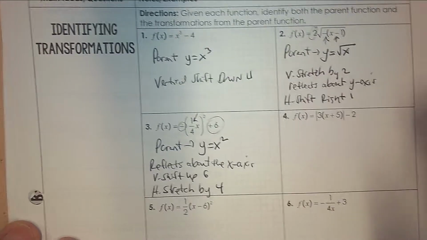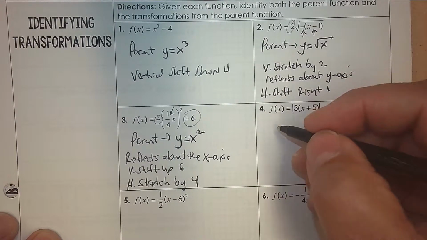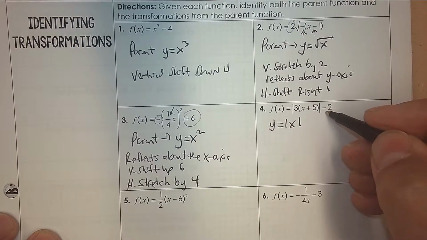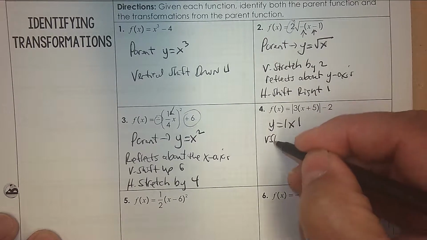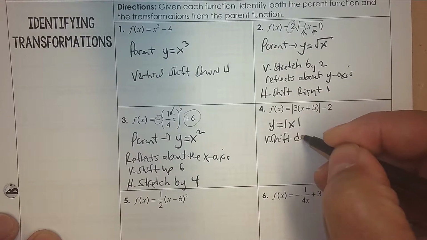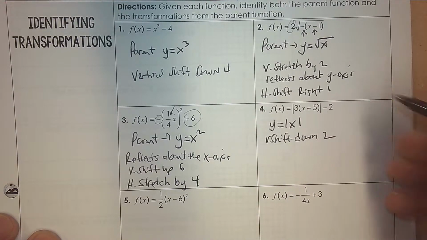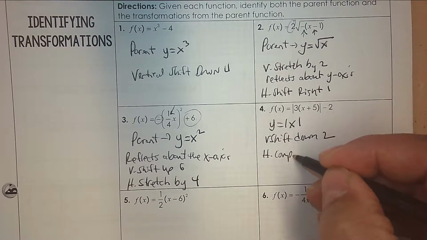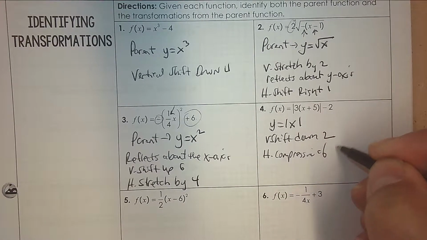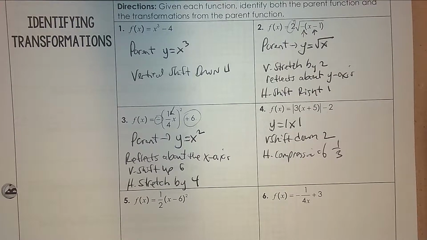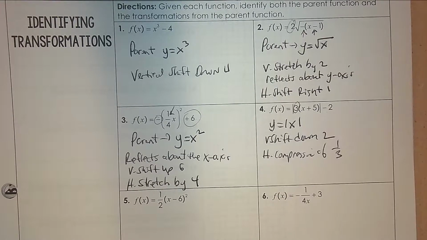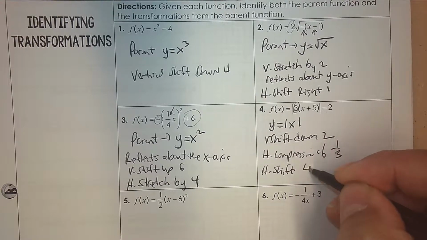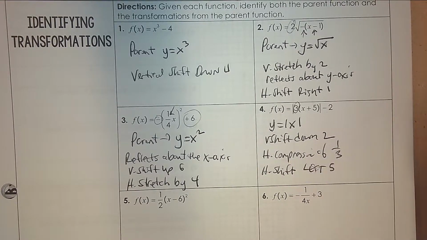All right, number 4. What is the parent? And what do you see? So on the outside, I'll look first. That's a vertical shift down 2. On the inside, I see a horizontal compression, because it's the inverse of 1/3, because we have to do the inverse of that. And then I see a horizontal shift. And what direction is it going? Left. How many? 5.